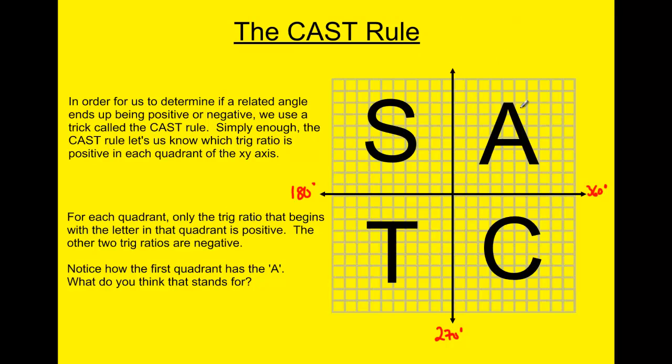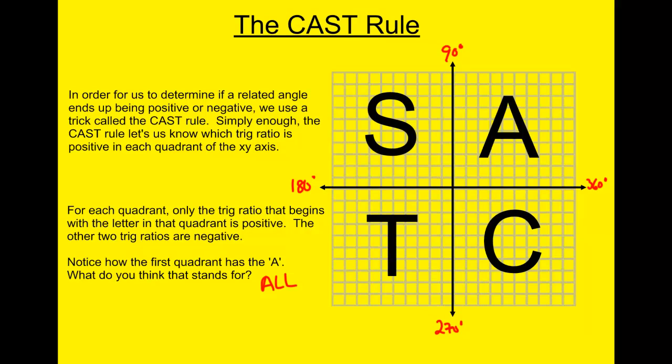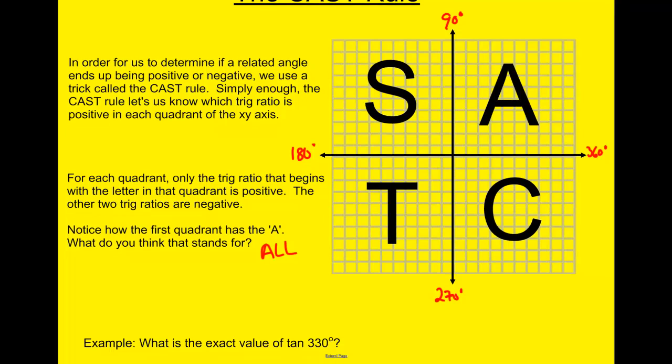I'll let you figure out what the A stands for. We've seen many examples where angles were in the first quadrant. So hopefully you realize A stands for all. In this case, all of the trig ratios are positive in quadrant 1. Okay, so now that we know this CAST rule, it should be pretty easy to figure out what the exact ratios are. So let's find the exact value for the tan of 330.